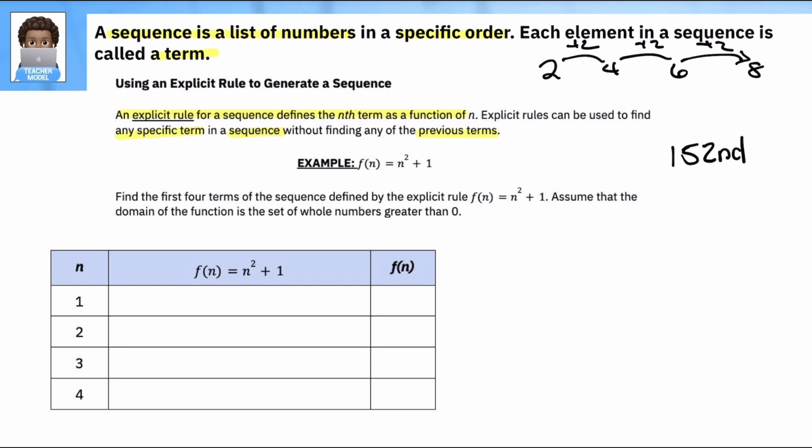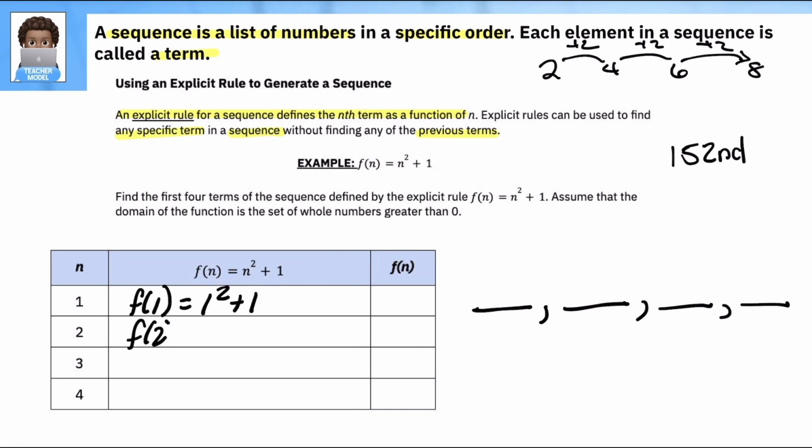So let's look at this rule. f(n) = n^2 + 1. We could use this rule to figure out the next set of numbers in the sequence. So let's do that. Let's use this rule and try to figure out the first 4 numbers in the sequence. All you would do is, for f(n), for the nth term, I'm just going to substitute n. So f(1) is equal to 1 squared plus 1. f(2) is equal to 2 squared plus 1, and so on.